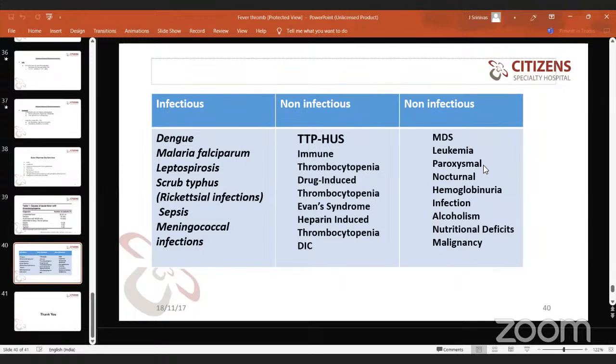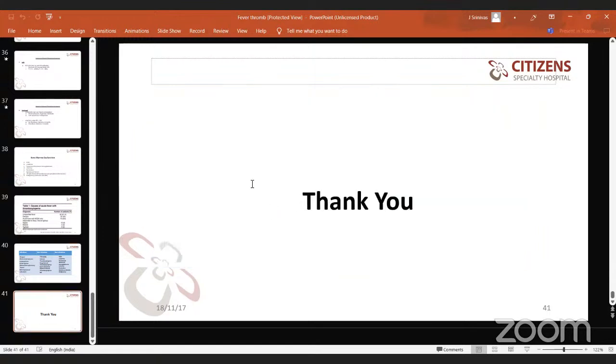So in a nutshell, these are the causes of fever and thrombocytopenia. Infections like dengue, malaria, leptospirosis, scrub typhus, rickettsial infection, sepsis, meningococcal infections. Non-infectious causes like TTP, HUS, immune thrombocytopenia, drug-induced thrombocytopenia, Evans syndrome, heparin-induced thrombocytopenia, and DIC. And non-infectious causes related to the bone marrow or other systemic conditions: MDS, leukemia, PNH, infection, alcoholism, nutritional deficiencies, and malignancies. Thank you. Questions, please.